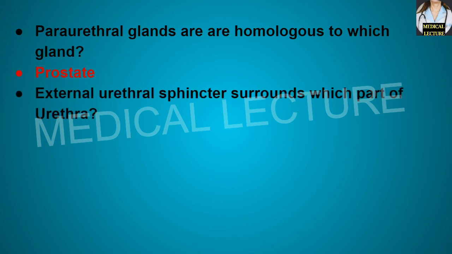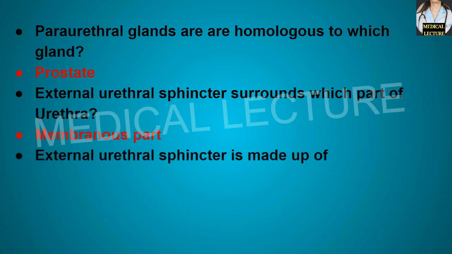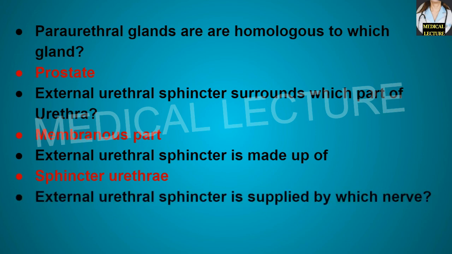External urethral sphincter surrounds which part of the urethra? So it surrounds the membranous part of the urethra. External urethral sphincter is made up of sphincter urethrae. External urethral sphincter is supplied by which nerve? It is supplied by the S2, S3, S4 spinal segments.